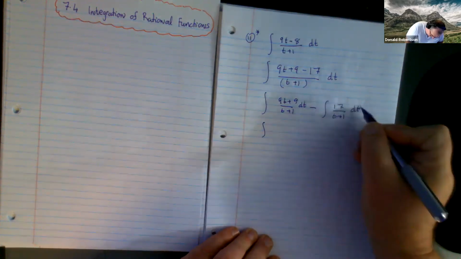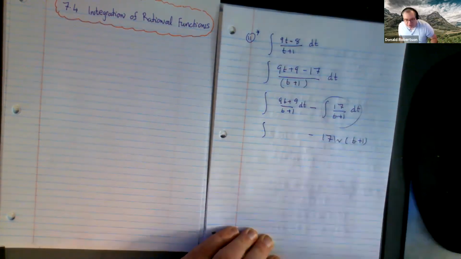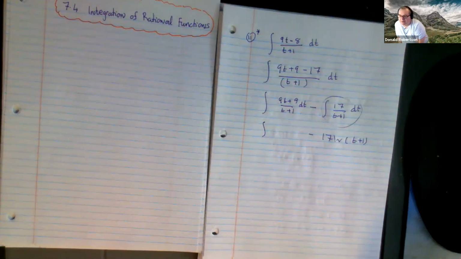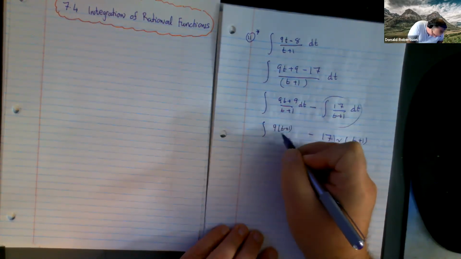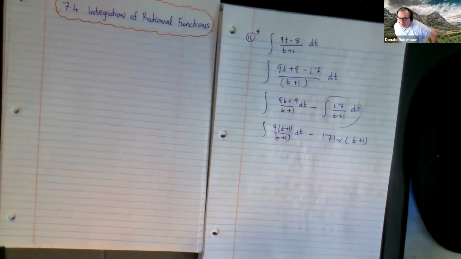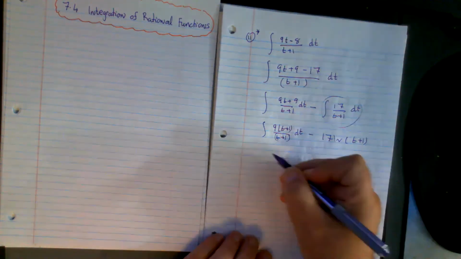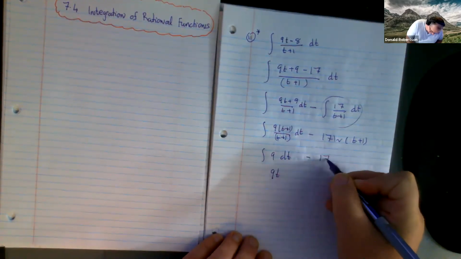Now, this guy here is just negative 17, the log of t plus 1. But what is this guy? If I pull out a 9, what is this guy? 9 over t plus 1 on the top and a t plus 1 in the bottom. What does that simplify down to? Just 9. And guess what? We're finished.